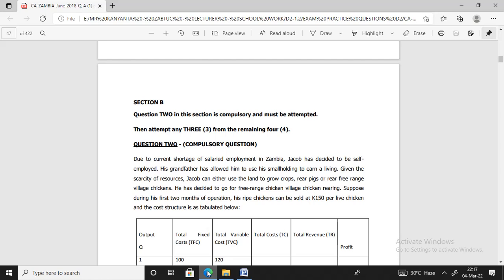Listen to line number 3, scarcity of resources. Jacob can either use the land to grow crops, rear chickens, rear pigs, or rear free-range chickens. Now, land is scarce. The plot is not enough for him to grow the crops, at the same time rear chickens, at the same time rear the pigs.